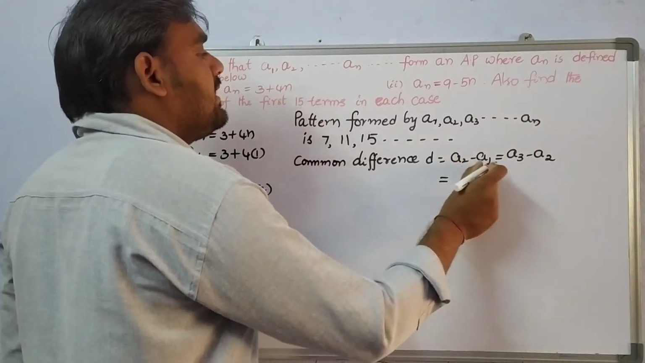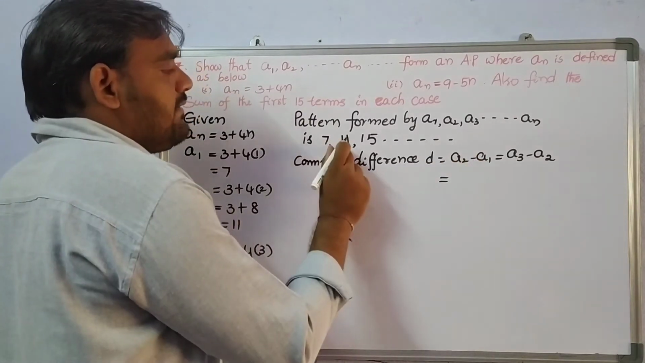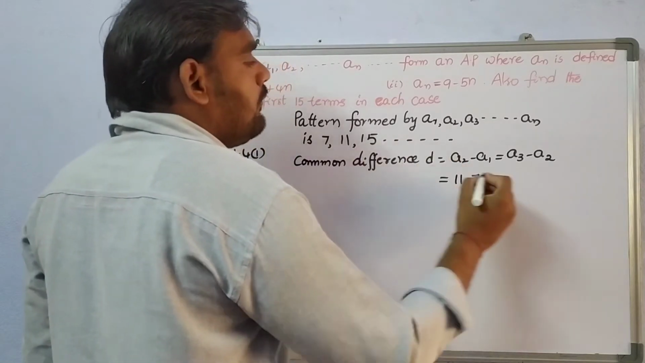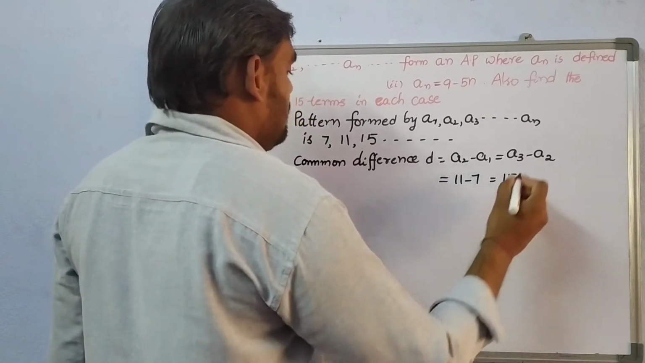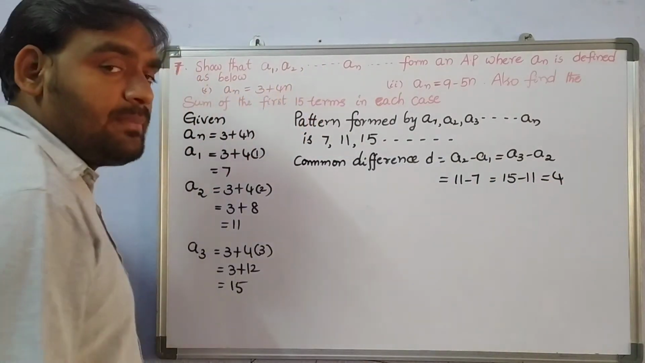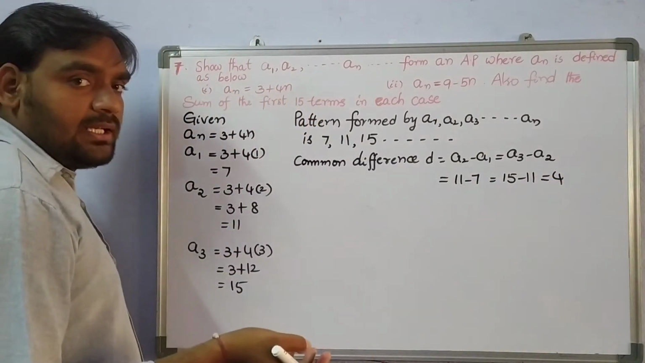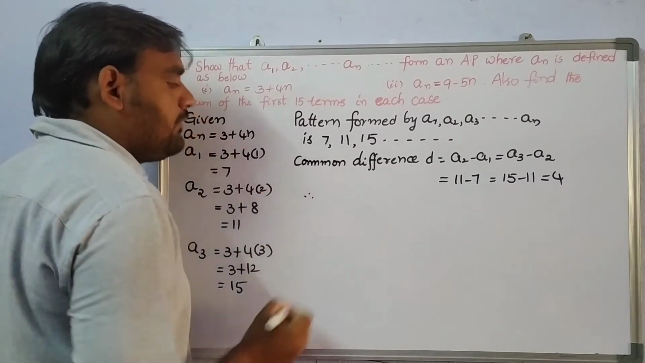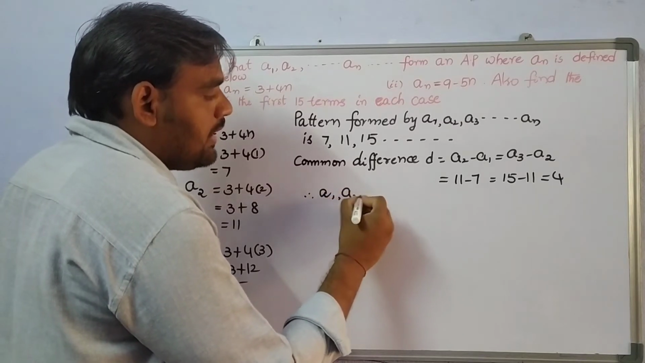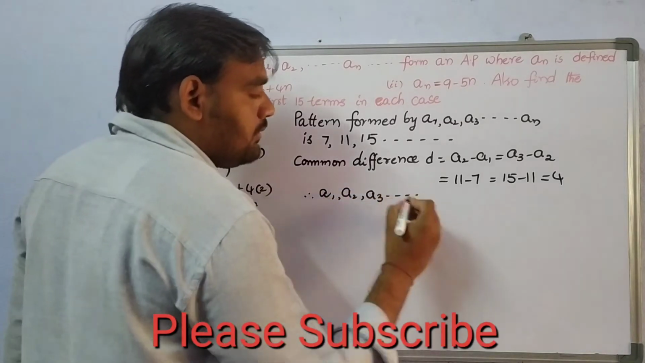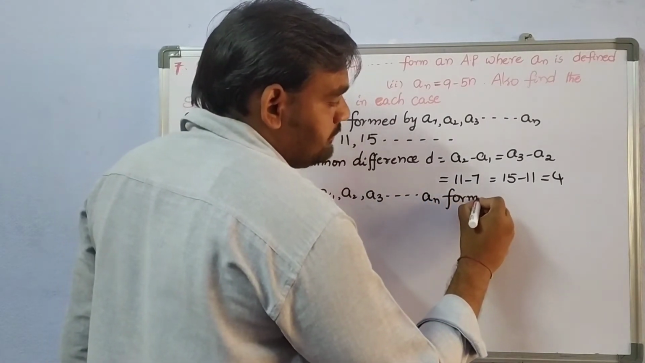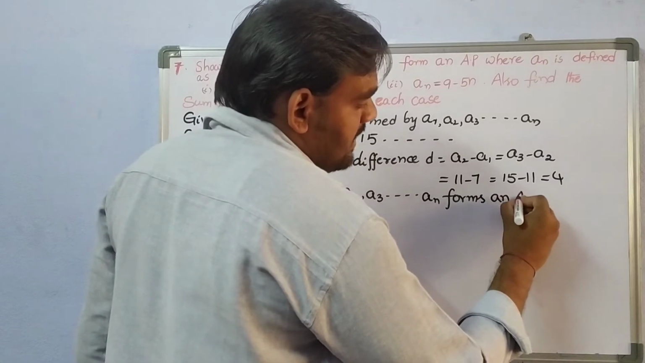So here, what is the value of A2? 11. 11 minus 7 is equal to 15 minus 11 is equal to 4. Isn't it? So A2 minus A1 is the same as A3 minus A2. Am I correct or not? So therefore A1, A2, A3 and so on An forms an arithmetic progression.